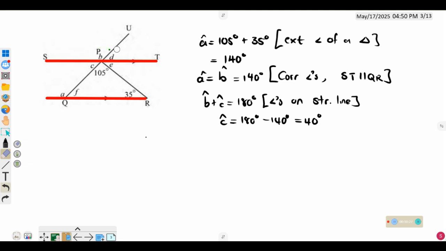After finding C, we need to find D. Look at C and D. C and D are vertically opposite to each other. So angle C is equal to angle D, and they are both equal to 40 degrees.